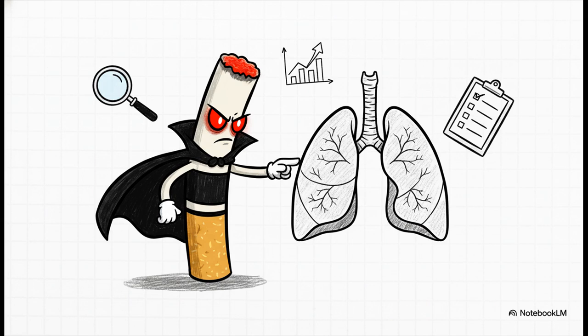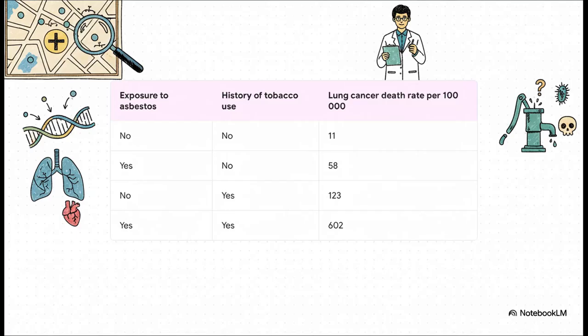For decades, the link between smoking and lung cancer was hotly debated. But epidemiologists used these exact same principles to build the inescapable, rock-solid case that finally proved the connection. And just look at this data. This is strength in action.